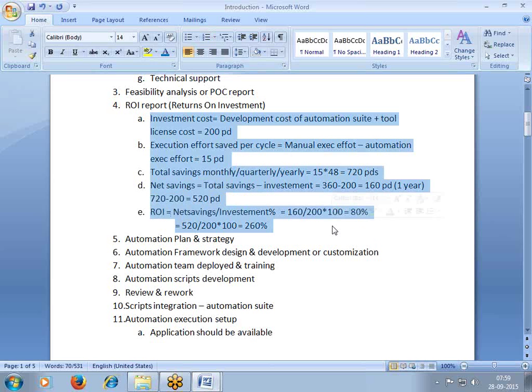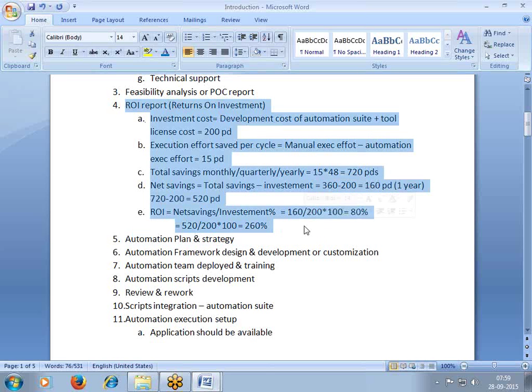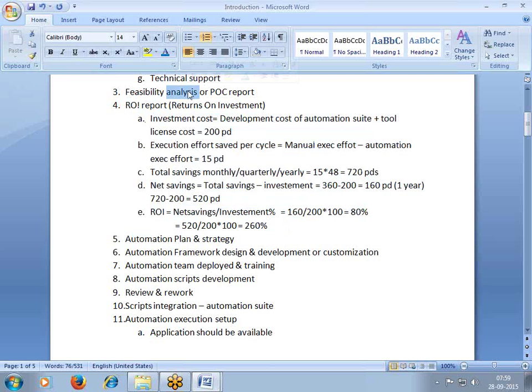Okay. Once we prepare this ROI report, this report and the feasibility analysis report will be shared with the client. Then the client will decide whether we can go with the automation or not based on the ROI. If there is a good ROI, then the client will be happy and will give the green signal to go ahead with the automation. Once the client gives approval to start automation, then the actual automation project will start from here.